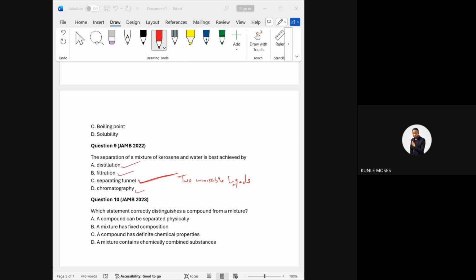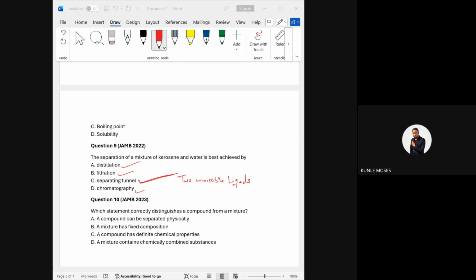C. A compound has fixed chemical properties. A compound has fixed composition. They have definite chemical properties. A compound cannot be separated physically. I said they can only be separated chemically. They cannot be separated physically. A mixture has fixed composition? No, a mixture doesn't have fixed composition. It is a compound that has fixed composition. The third one said a compound has definite chemical properties. The last one said a mixture contains chemically combined substances. No, a mixture does not contain chemically combined substances. It is a compound that contains chemically combined substances. I believe that is clear.